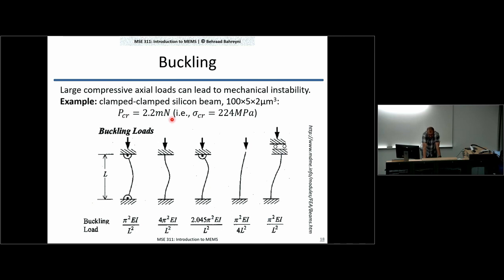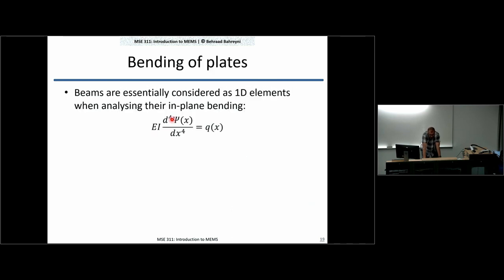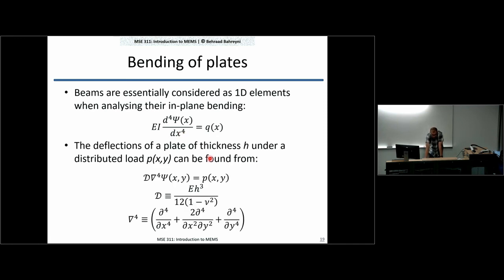Now, last thing to discuss here is bending of plates. So a beam is a one-dimensional element. You're only considering the behavior of this one-dimensional element. Yeah, I know we have width and height, but essentially it's a 1D element. Plate is a 2D extension of that same element. So what you expect to have is a similar behavior, but expanded in 2 dimensions.